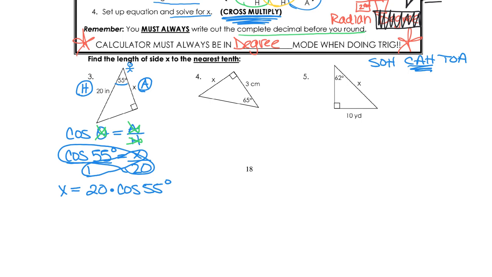Okay. I also recommend putting the 20 first and then times the cosine of 55, because that's the way I'm going to type it in, and therefore I won't need any parentheses around anything. If you put the 20 and the 55 next to each other, you might make a mistake, because you'll have to use the parentheses to close the 55. And I don't want you guys to make silly mistakes like that. So if you get in the habit of writing it the same way every single time, you'll stay out of trouble. All right. All we have to do is grab our calculator.